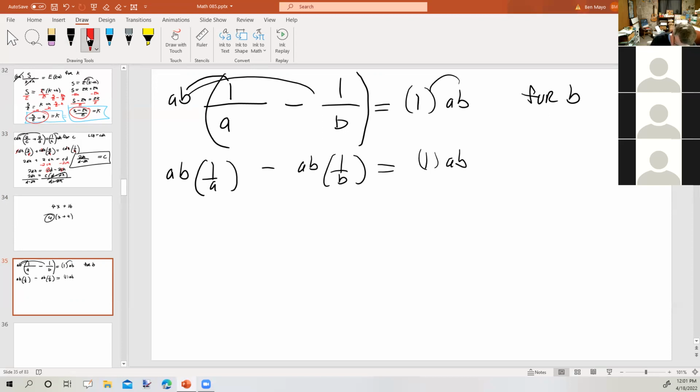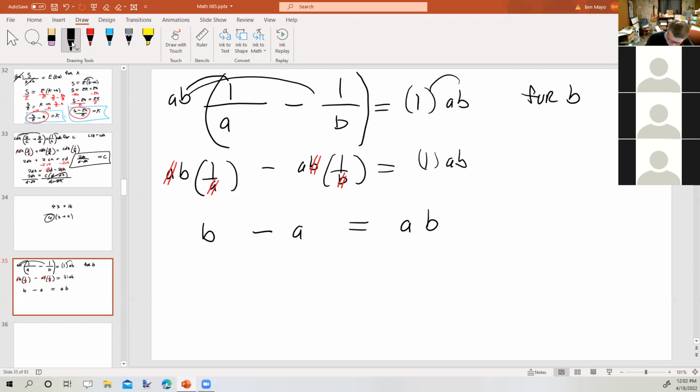AB times 1 over A, the A's reduce out and we have B. Minus AB times 1 over B, the B's reduce out and we have A. Equals 1AB, which is AB. So far, so good? Yes.